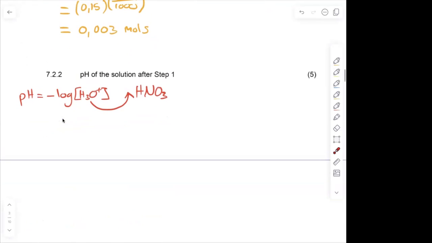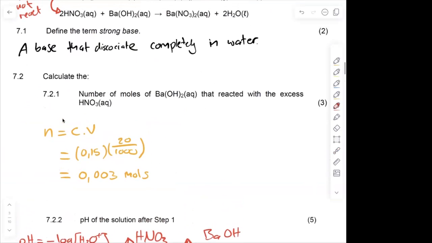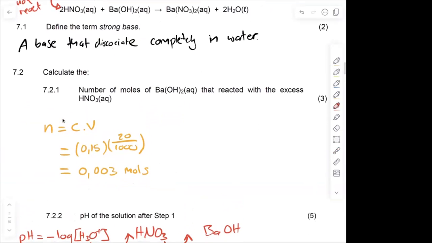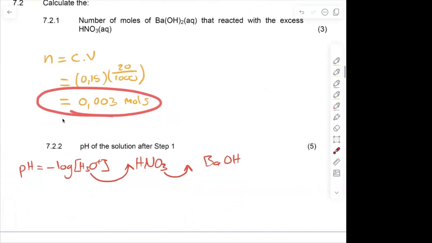So to get the HNO3, I need to find the concentration of my barium hydroxide, right? And the concentration of the barium hydroxide, I do have, because I calculated that in the question above. Once I've got that, I'm going to work out my HNO3, and once I've got that, I'm going to work out my pH. And then you basically work backwards from there, right? That's the step I want you guys to do in this particular case.